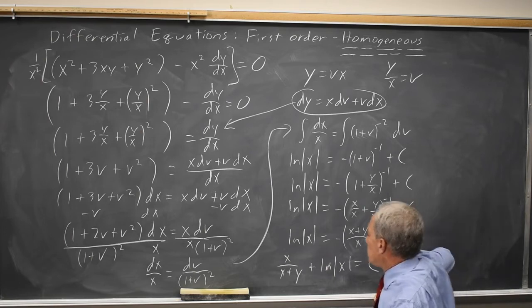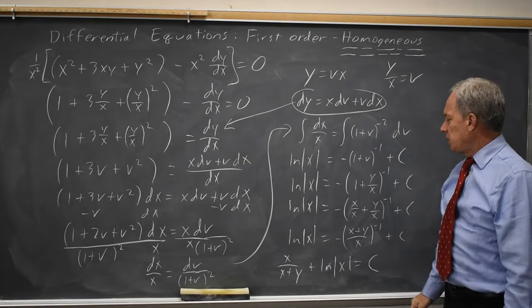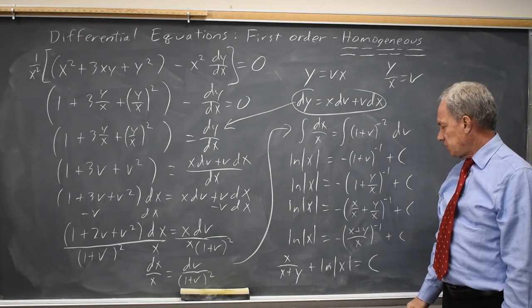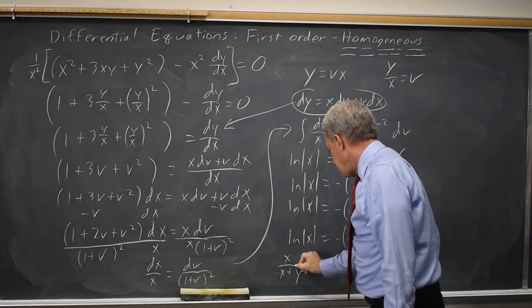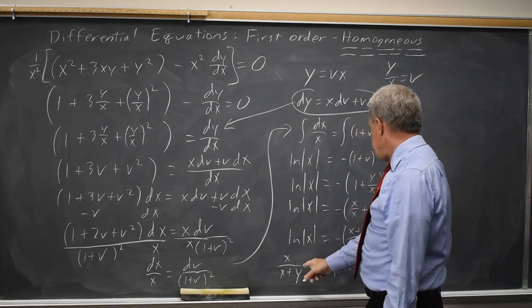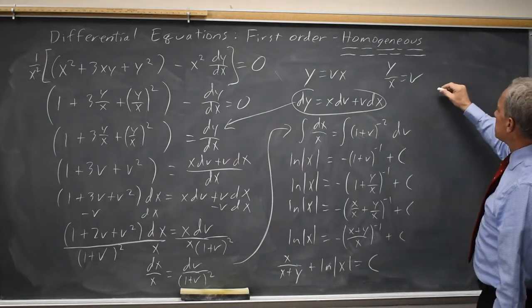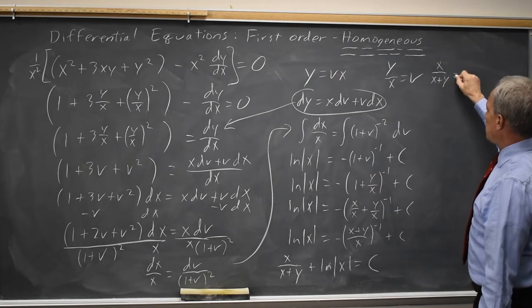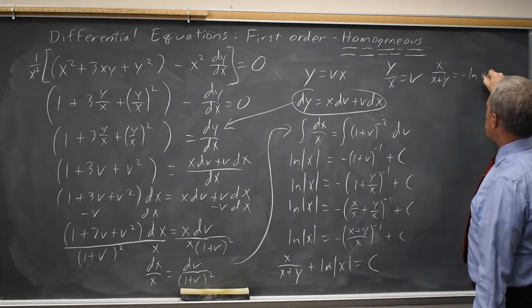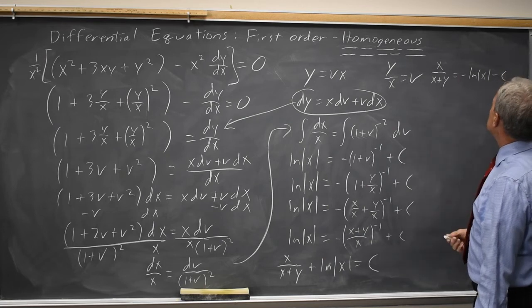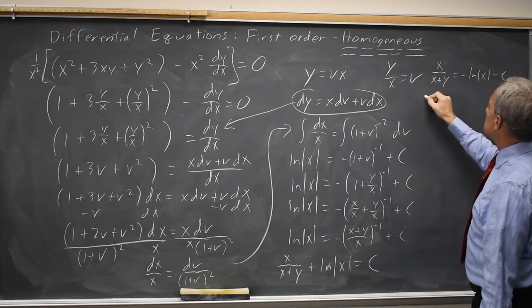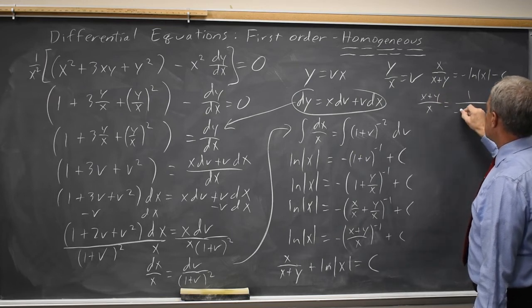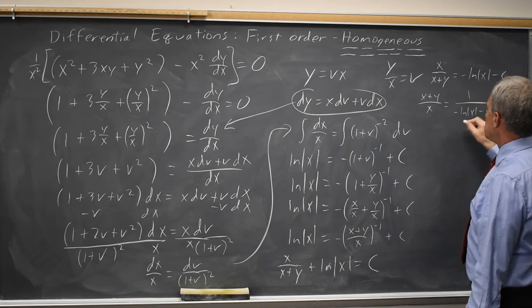This is not solved for y. It can be solved for y, but in many cases for differential equations, you'll write your solution solved for c. If I wish to solve for y, I'll get this fraction by itself, move the other two to the other side. So that's x over x plus y equals negative ln x minus c. Let's flip both sides. X plus y over x equals 1 over minus ln x minus c.